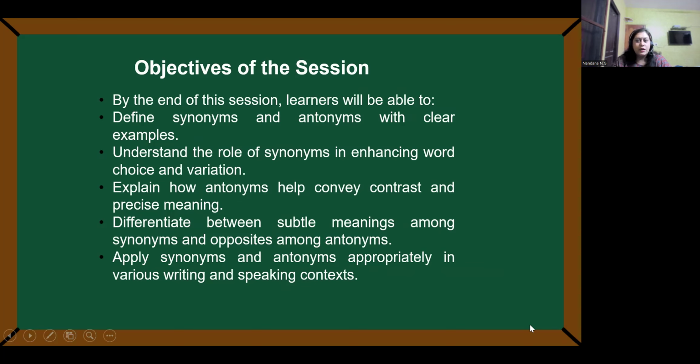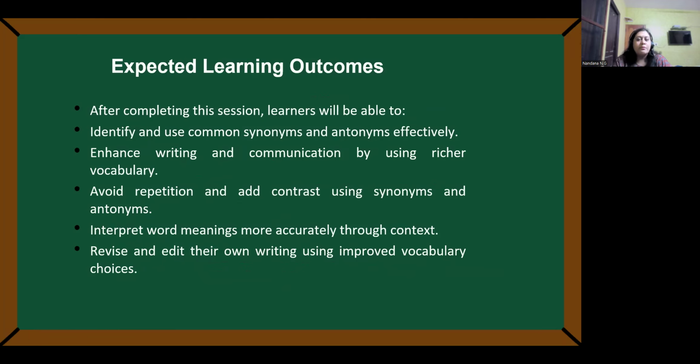The expected learning outcomes of this session. After completing the session, learners will be able to identify and use common synonyms and antonyms effectively, enhance writing and communication by using richer vocabulary, avoid repetition and add contrast using synonyms and antonyms, interpret word meanings more accurately through context, revise and edit their own writing using improved vocabulary choices.